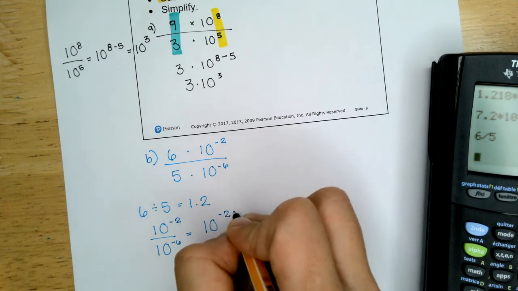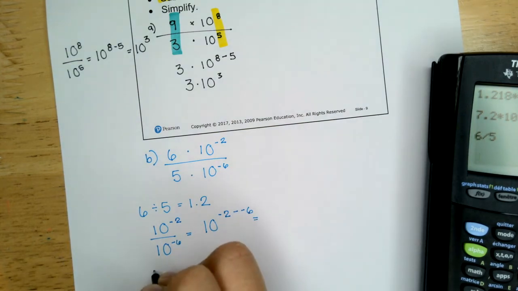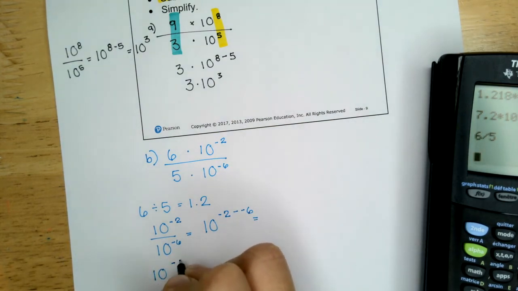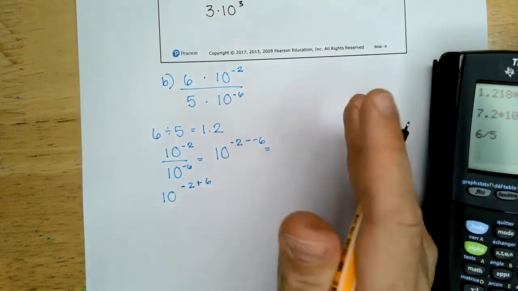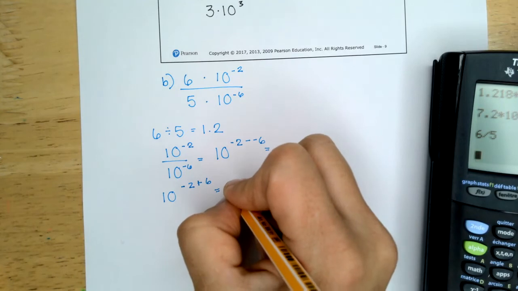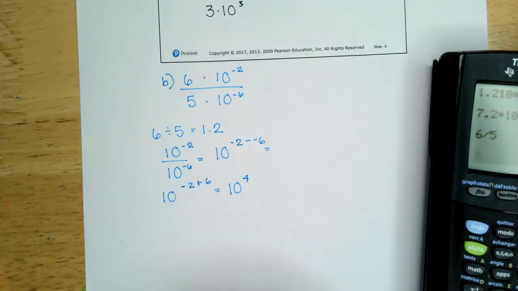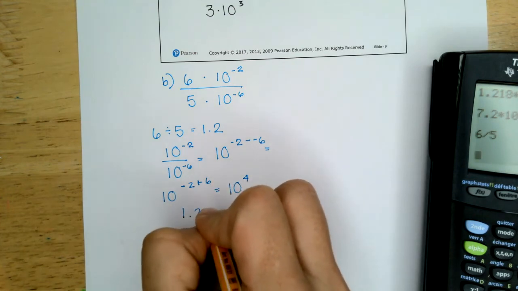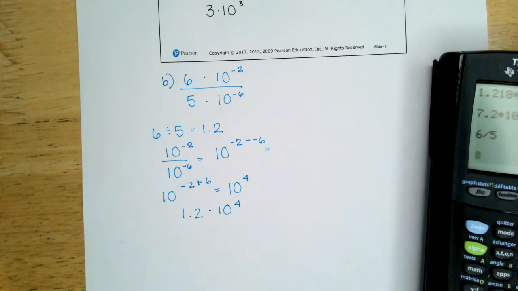Okay. And then 10 to the negative 2 over 10 to the negative 6 becomes 10 to the power of negative 2 minus negative 6, right? So 10 to the negative 2 minus negative 6 is the same as negative 2 plus 6. Ten to the 4th. Good. So that's 1.2 times 10 to the 4th as our final answer.